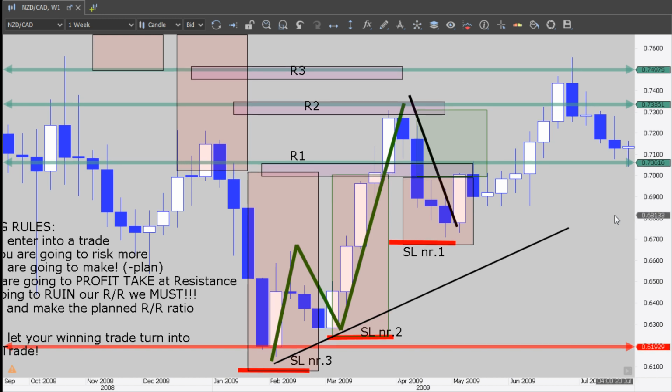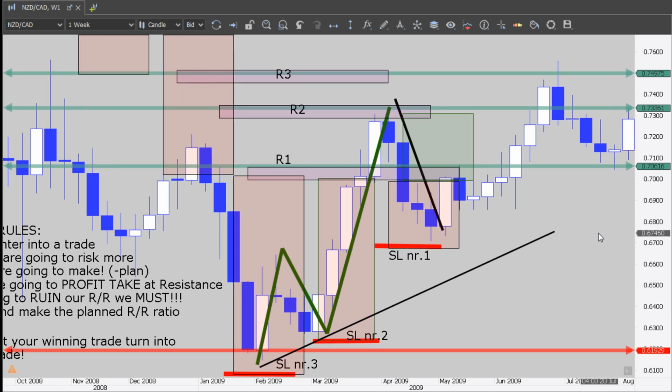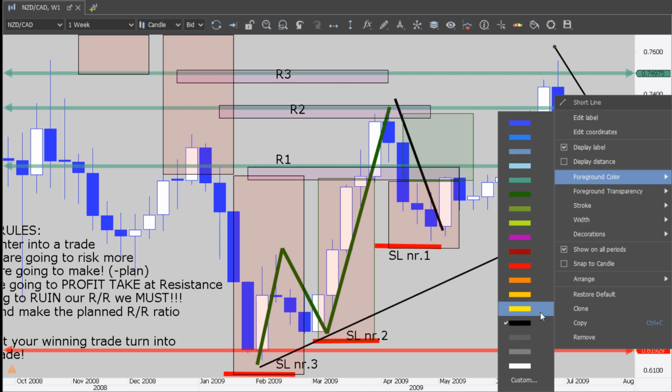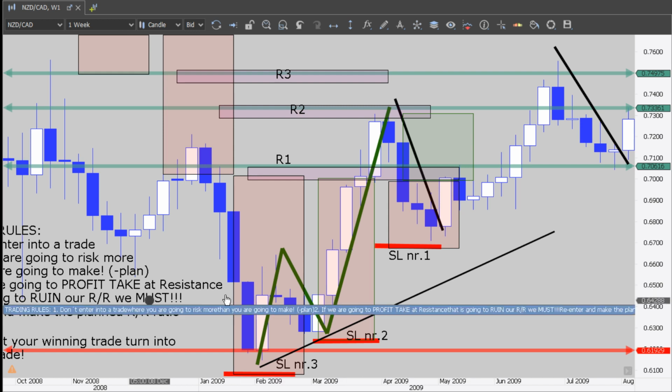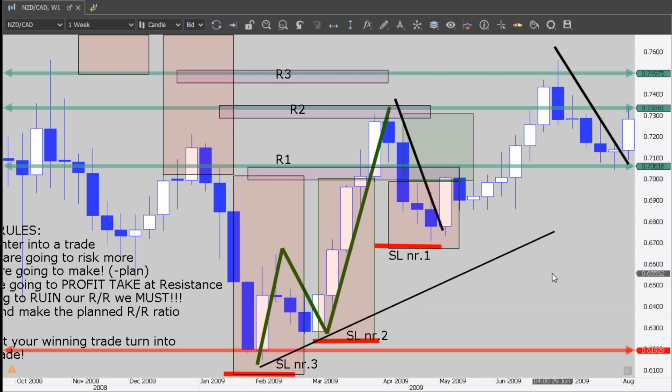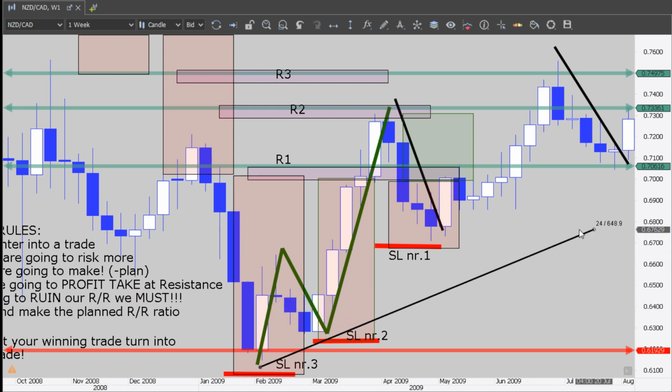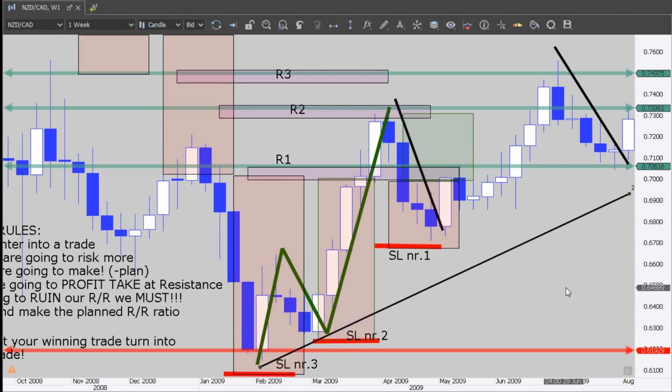Okay? Anyway, for the traders who profit take, this is where you must take a trade. Take a pen and a paper, everybody, and write this down. If I'm going to profit take at resistance, then I must enter. I must re-enter again. It's a must. Change stop loss number 2 to stop loss number 1.